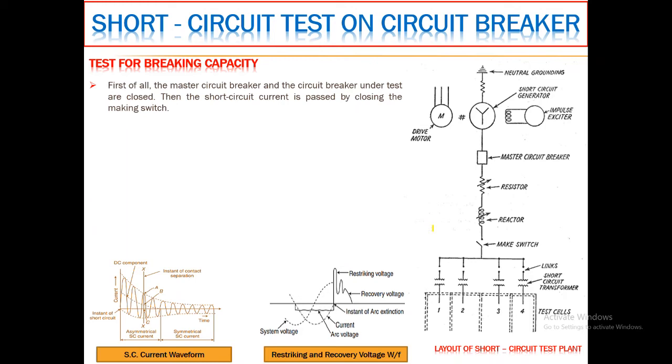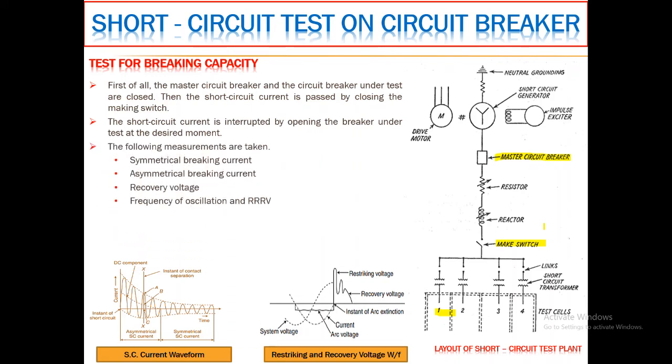To conduct this breaking capacity test, the master circuit breaker and the circuit breaker under test must be closed. Afterwards, the short circuit current is allowed to pass by closing the making switch. The short circuit current is interrupted, usually by opening the circuit breaker under test at the desired moment.